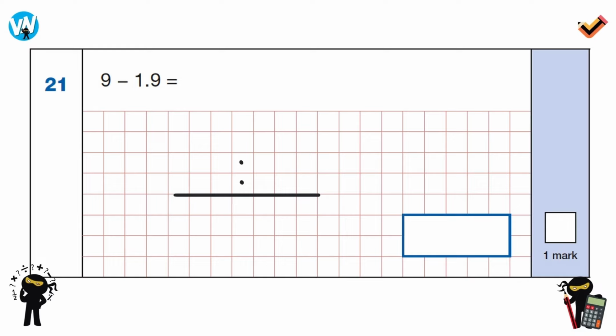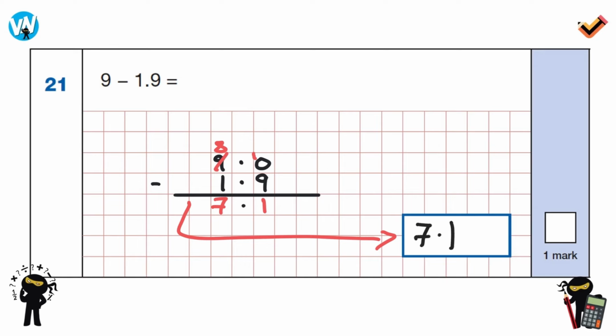Let's go. Decimal, decimal, decimal. 9 take away 1.9, placeholder 0. 9 take away 0, we can't do it, so we're going to exchange. That becomes 8. This becomes 10. So 10 take away 9 is 1. 8 take away 1 is 7. The answer is 7.1. Put the answer into the box. We get the mark. That probably took 15 or 20 seconds.